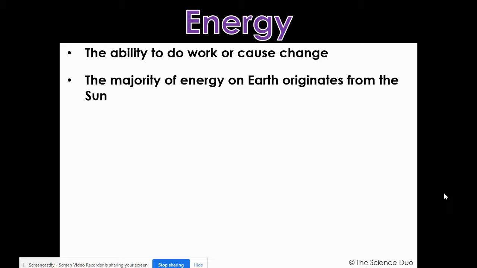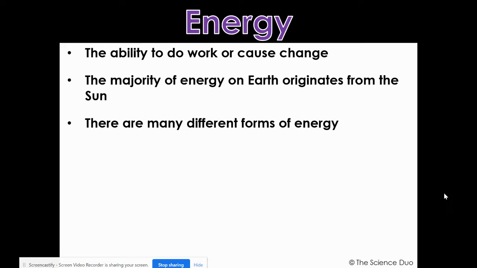The majority of energy on our Earth originates from the sun. All the energy that moves through living things starts with the sun. Then we have photosynthesis occurring, and those plants are eaten by animals, and it moves on up through the food chain. But that's not the only form of energy. There's lots of different forms of energy that we're going to talk about today.